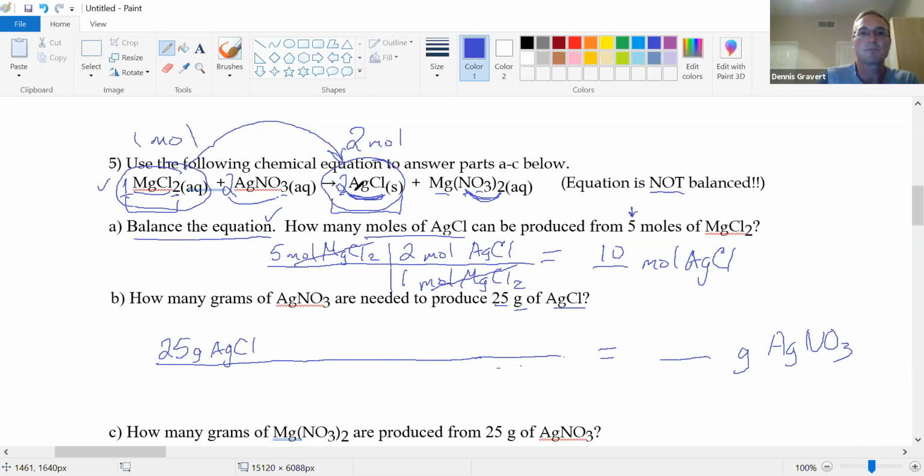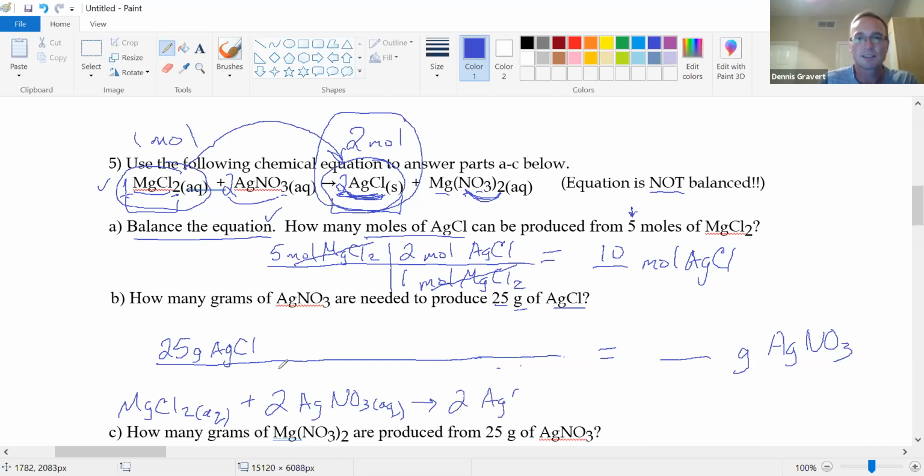So if you end up with 2 moles, there we go. Man, I'm really messing up this equation. Let's rewrite it down here. So the balanced equation says that 1 MgCl2 reacts with 2 moles of AgNO3 to produce 2 moles of AgCl and 1 mole of MgNO3, magnesium nitrate.